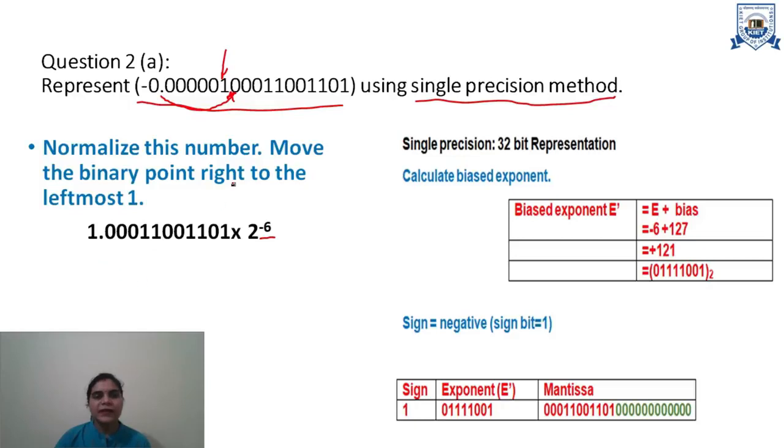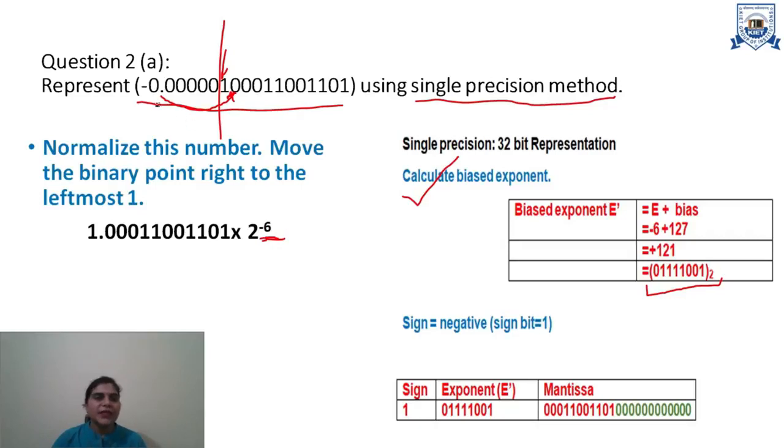So we will write the normalized number as 1.00011001101 times 2 to the power minus 6. Now we have the normalized number. We have a true exponent of minus 6. Next step is to calculate the biased exponent. Biased exponent is calculated as true exponent plus bias. Minus 6 plus 127, we will have 121, and now we will convert this number into binary.